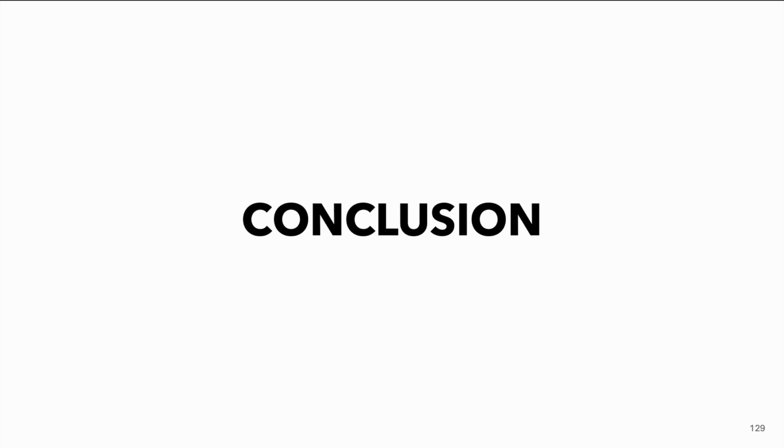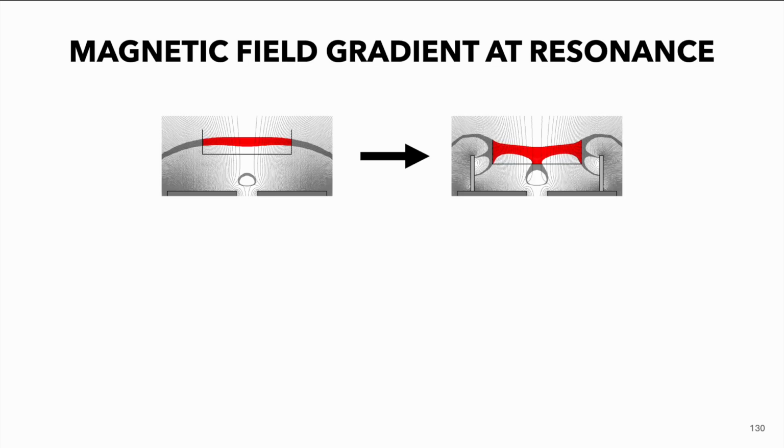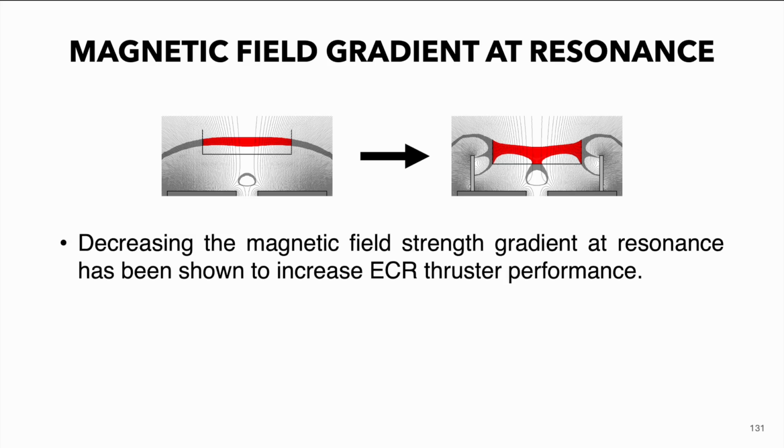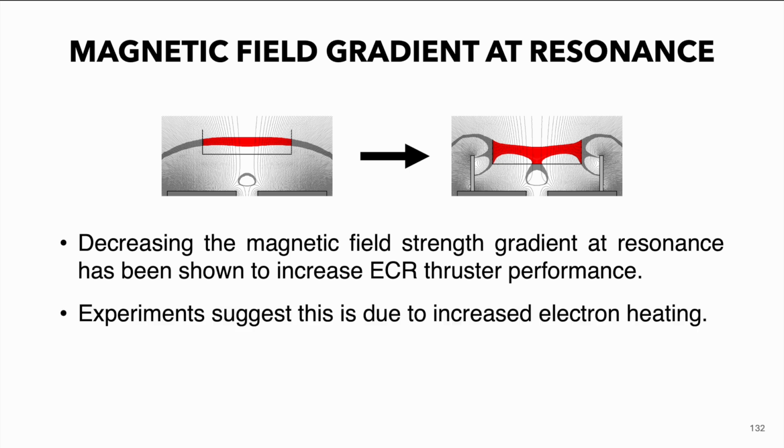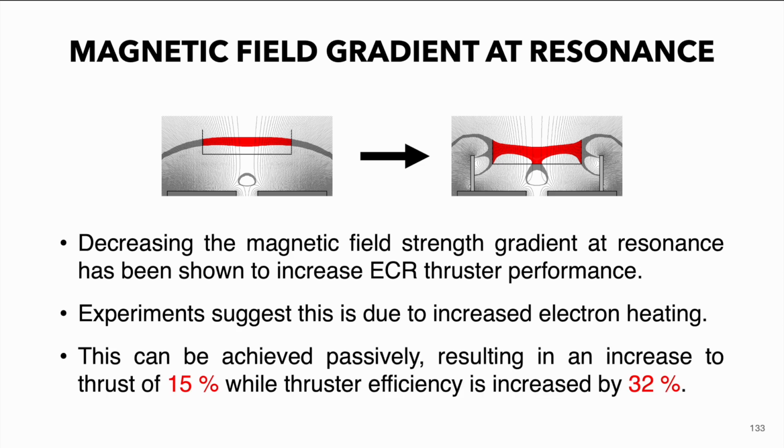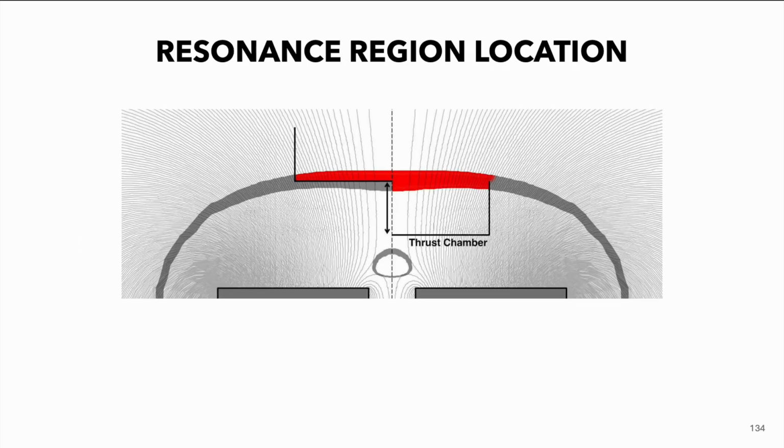Finally, just to conclude, on magnetic field strength gradient at resonance, decreasing the magnetic field strength gradient at resonance has been shown to increase ECR thruster performance. Experiments suggest this is due to increased electron heating, and this can be achieved passively, resulting in an increase of thrust of 15%, while thruster efficiency is increased by 32%.